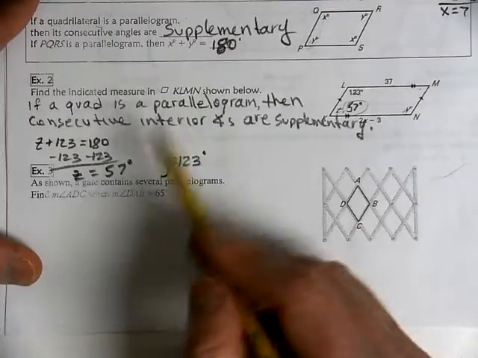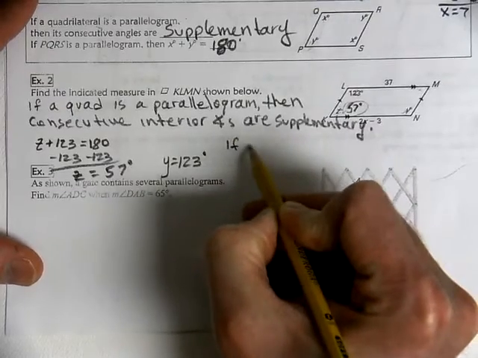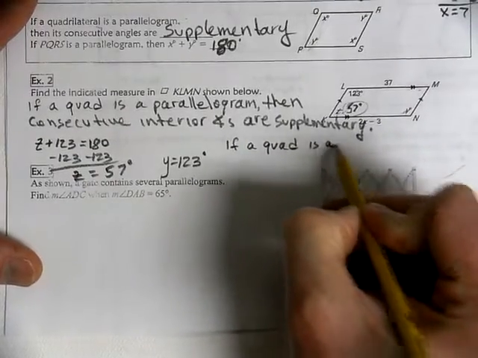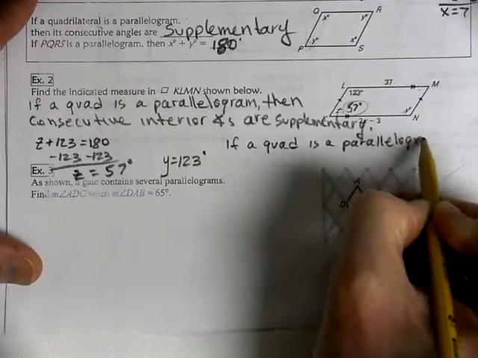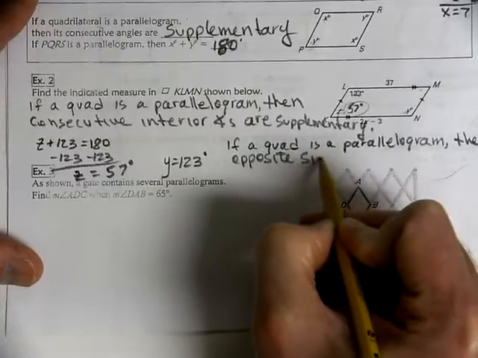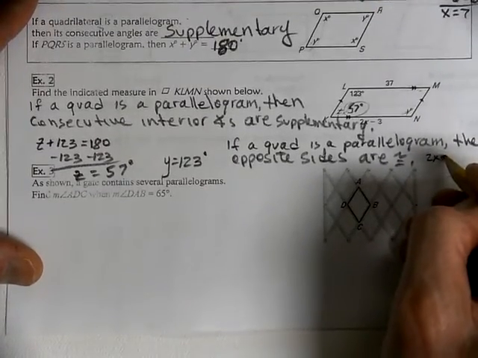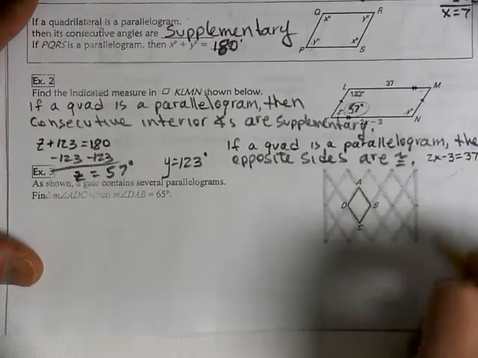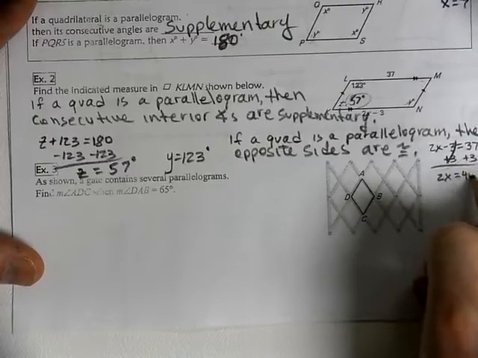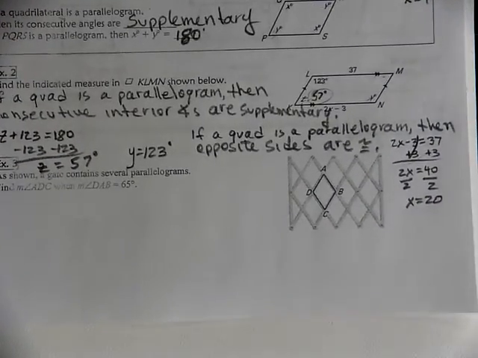I was just saving space by not writing that if-then statement, but I'll write this next one just to practice our if-then statements. If a quad, meaning quadrilateral, is a parallelogram, then opposite sides are congruent. So that means our 2x minus 3 is going to equal 37. So we add the 3 to the other side, and we divide by the 2, and we figure out that x is going to be 20.